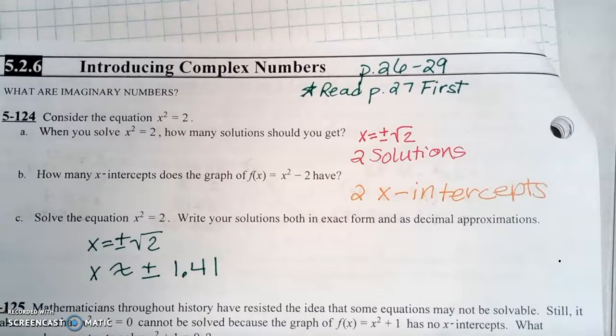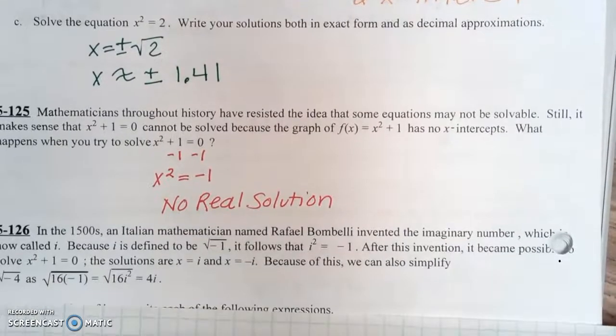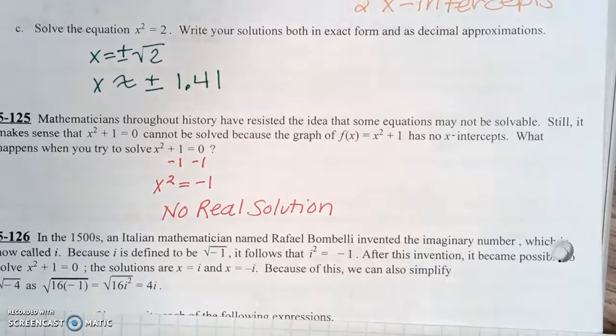Question 125. Question 125 says, mathematicians throughout history have resisted the idea that some equations may not be solvable. Still, it makes sense that x squared plus 1 equals 0 cannot be solved because the graph of x squared plus 1 has no x-intercepts.